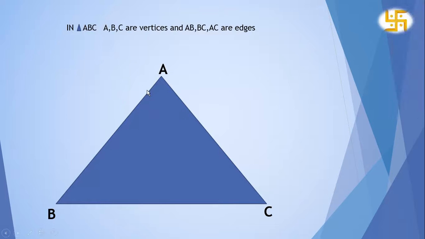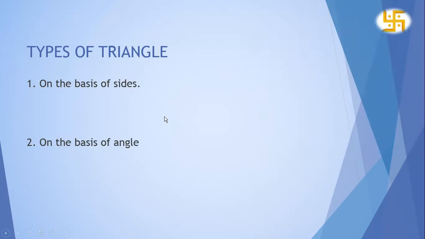For example, here is a triangle which contains points A, B, C. In this triangle, A, B, C are vertices and AB, AC and BC are the edges. Now, we are discussing the types of triangle. We can describe the triangle on the basis of its sides and on the basis of angle.